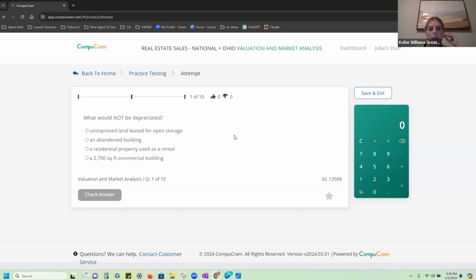What would not be depreciated? A, unimproved land leased for open storage. B, an abandoned building. C, a residential property used as a rental. Or D, a 2,700 square foot commercial building. So what would not be depreciated?